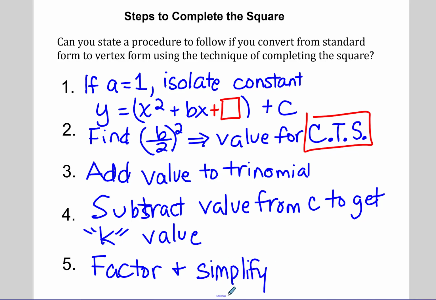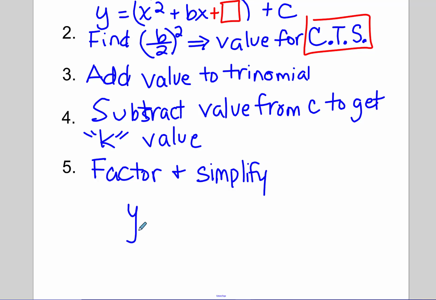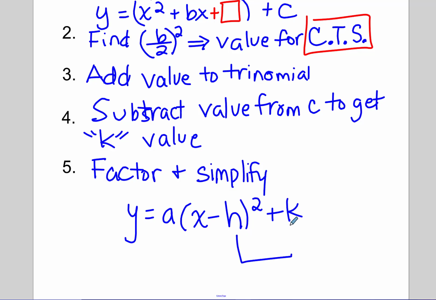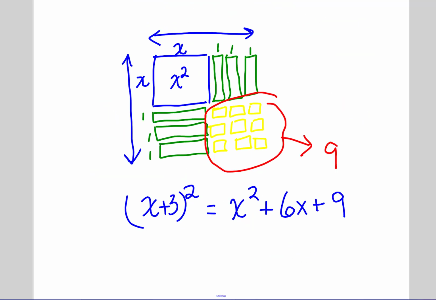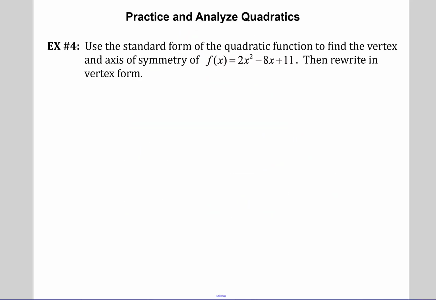And what that does for us is that gives us vertex form. So we had a out in the front, which was 1, and it's going to give us vertex form where you have an h and a k. That's your vertex. Okay? We'll do a few of those in a minute.